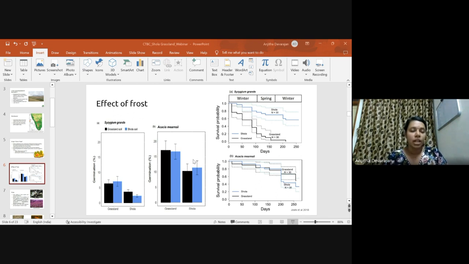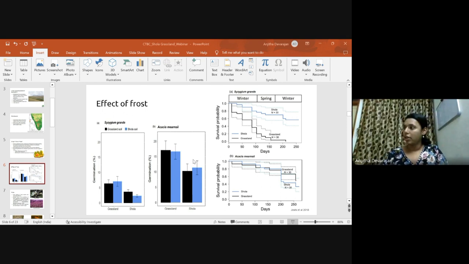At the same time, the Shola forests are constrained to the valleys and they are not able to expand into the grasslands. That is why this separating line always exists between the grassland and the Shola forest. And there are also other minor characters, like topographic features such as slope, aspect, and soil factors, which are also contributing.